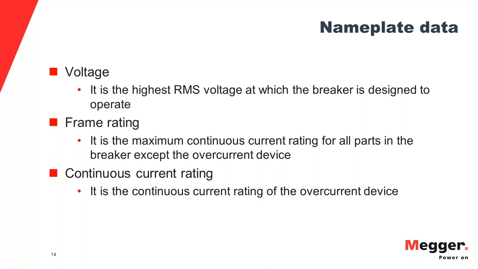And there is frame rating. Frame rating is the maximum continuous current rating for all parts in the breaker except the overcurrent device. The overcurrent device can be rated for a current much less than the frame size of a breaker. So you can have a breaker with a frame size of 1200 amps having an overcurrent device rated for 300 amps.